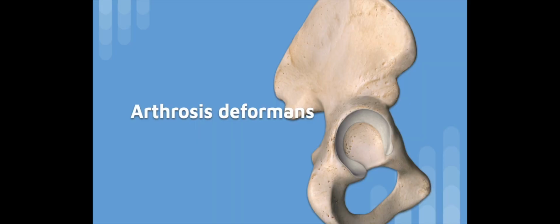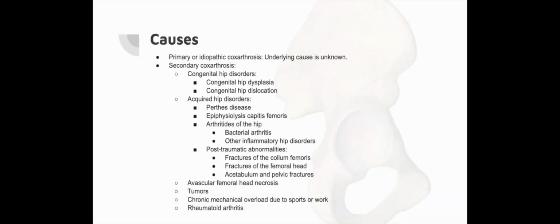The next chapter is on arthrosis deformans. The development of arthrosis deformans can be attributed to various pathophysiological mechanisms, broadly characterized into primary or idiopathic coxarthrosis, where the underlying cause remains unknown. The other category is secondary coxarthrosis.